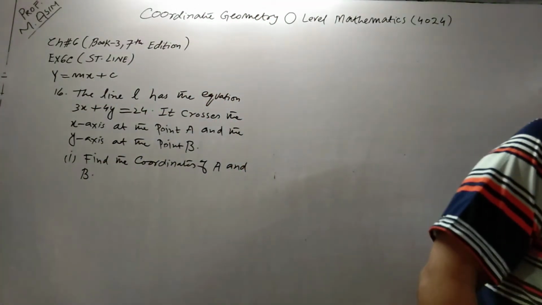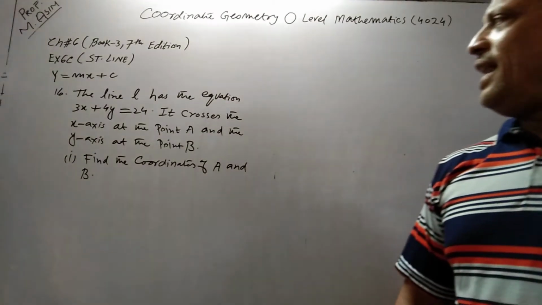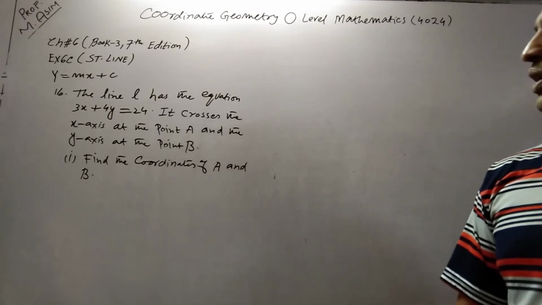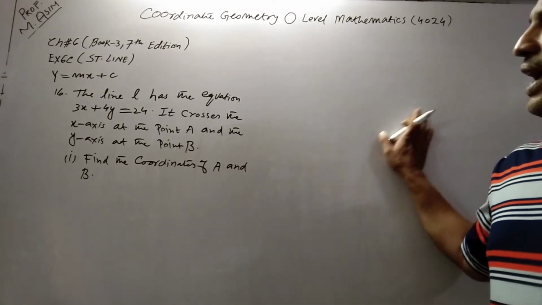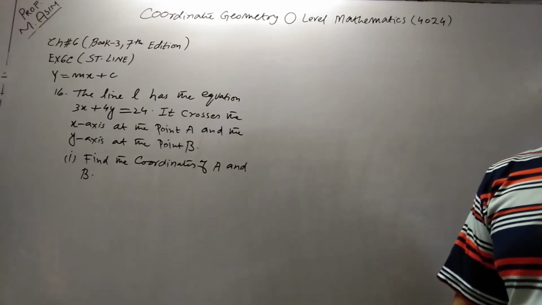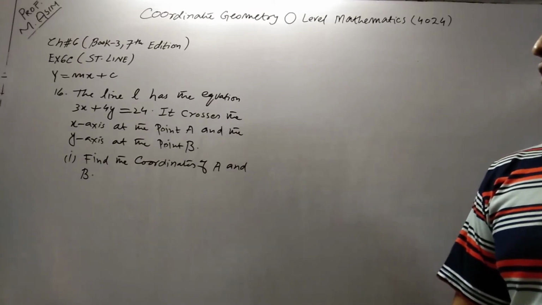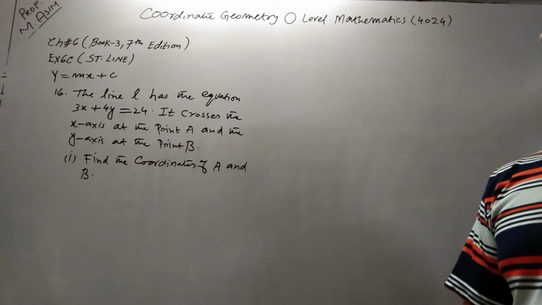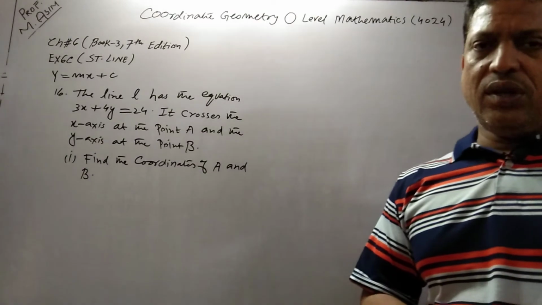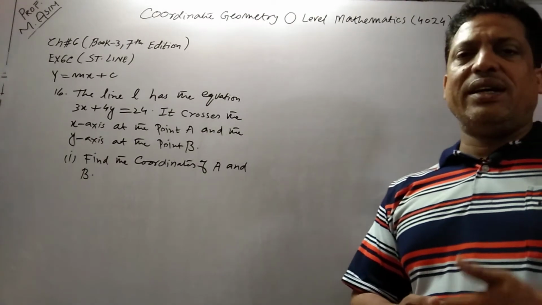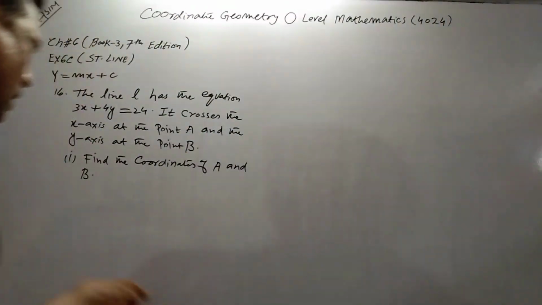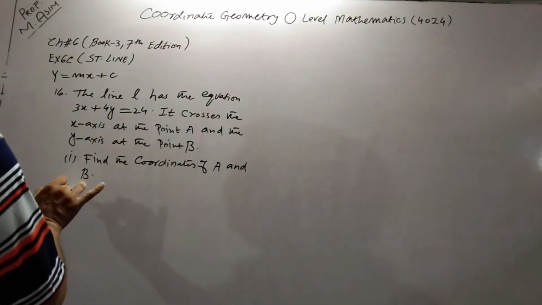What is the question? The line L has the equation 3x plus 4y equals to 24. It crosses the x-axis at the point A and y-axis at the point B. Find the coordinates of A and B. Students, you know when the line crosses the x-axis, the value of y is 0. And when the line crosses the y-axis, the value of x is 0. So, solution of this part 1.